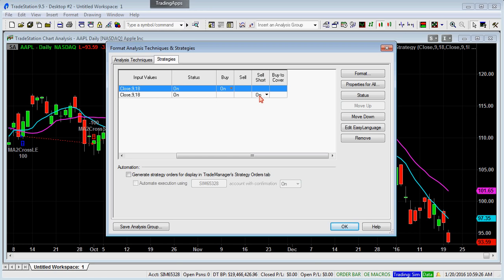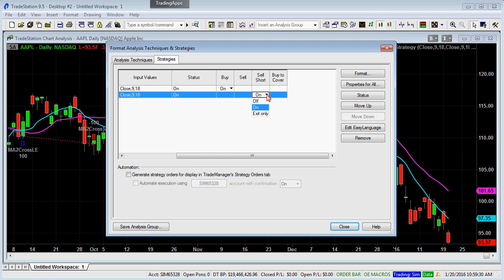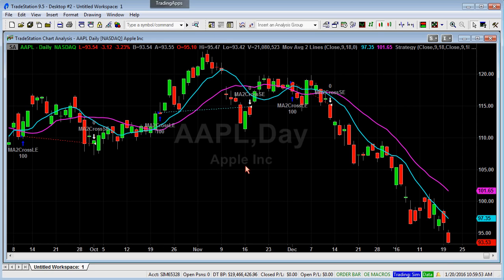For selling short, notice that it's turned on. But since my sell shorts are doing bad, I can come here to the drop down, and instead of turning it on for a sell short, I'm just going to choose exit only. It says exit only, which means that instead of entering the market, just use the same criteria for my shorts, but exit my long trades. Do not go short, just exit only. If I do that and I go to close, take a look at what happens.